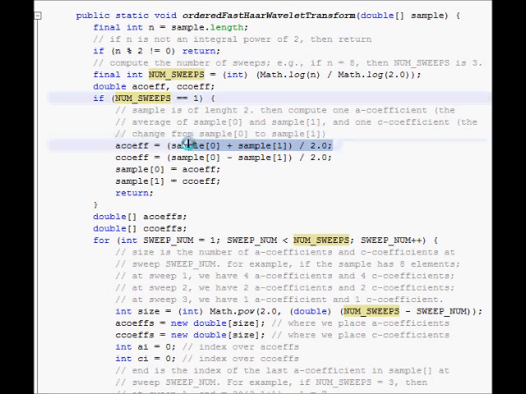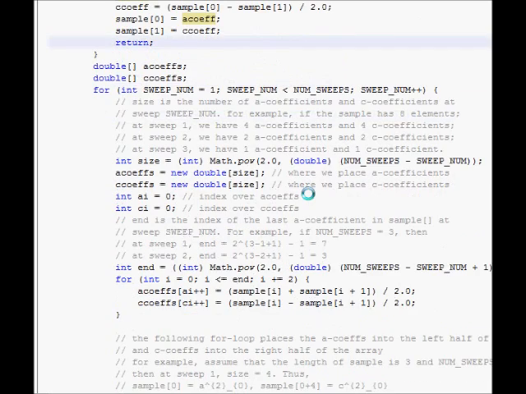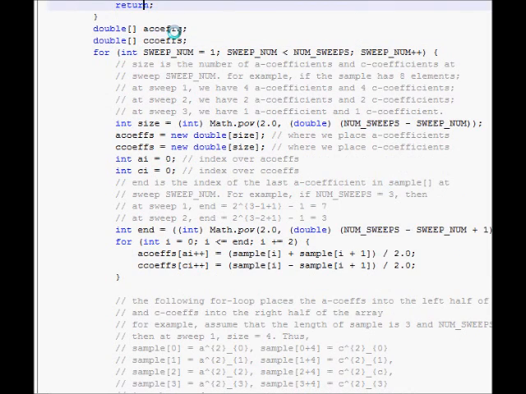If the number of sweeps is 1, that means that the sample is of length 2, and all we have to do is compute the A coefficient as the average of the first two values, the only two values, and then the C coefficient as the wavelet coefficient. The sample gets destructively modified: the first element is the A coefficient, the second element is the C coefficient.